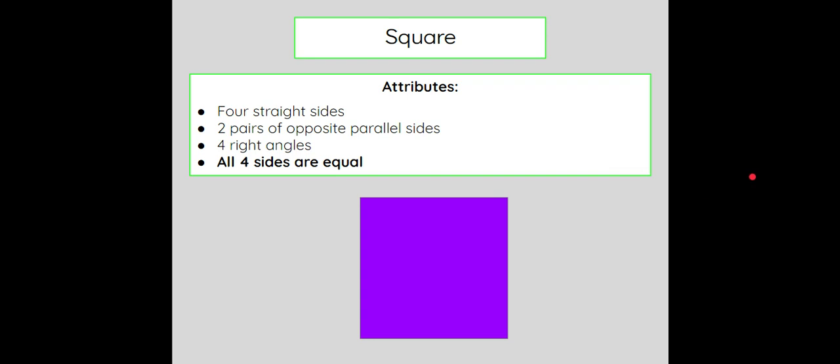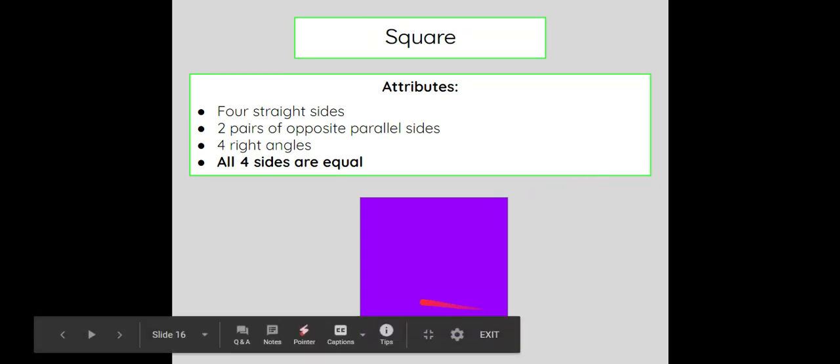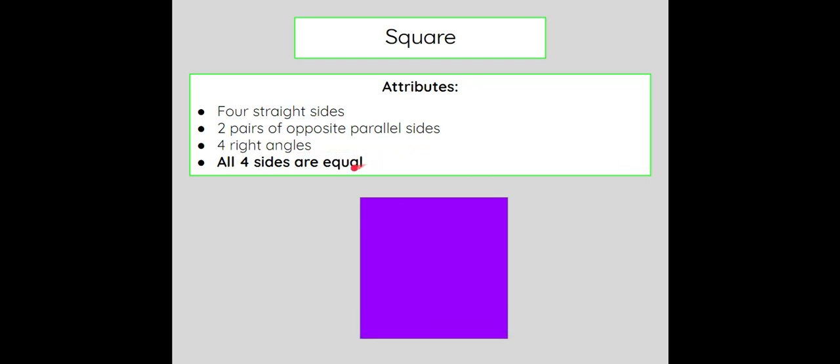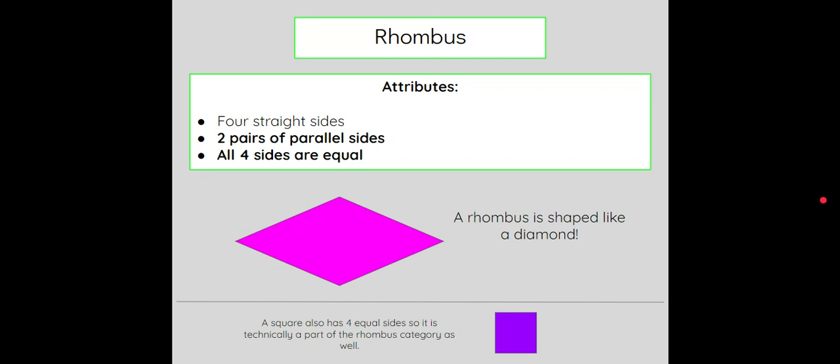So this is a very special type of quadrilateral because it could fit in all of the categories. It has all of the attributes but then one very special one, the four sides being equal. Next, a rhombus. A rhombus has four straight sides, two pairs of parallel sides, and all four sides are equal. So a rhombus is shaped like a diamond. A square also has four equal sides, so it's technically a part of the rhombus category as well.